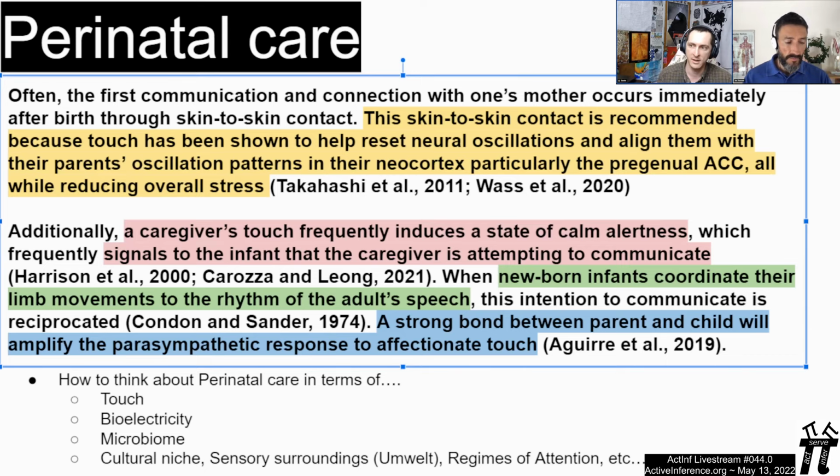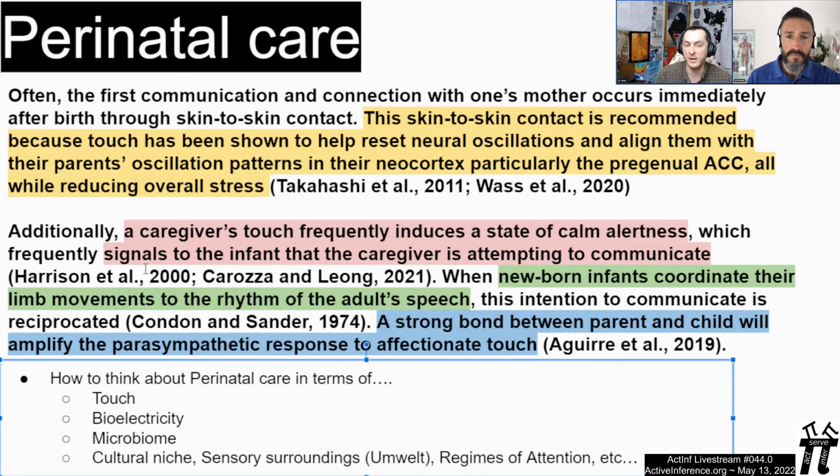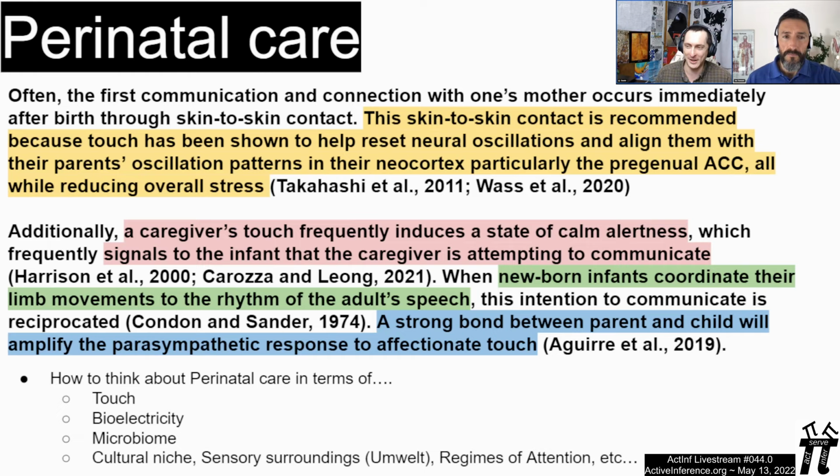And this is a really transdisciplinary area to think about, like perinatal care in terms of touch, which they're looking at here, but also other mechanisms that they brought up, like gaze and body language. But then there are other features that aren't even explored as much in this paper's regime of attention, like the microbiome and the enculturation. And it's funny again to think about how postnatal care does not end. It just kind of trails and develops.